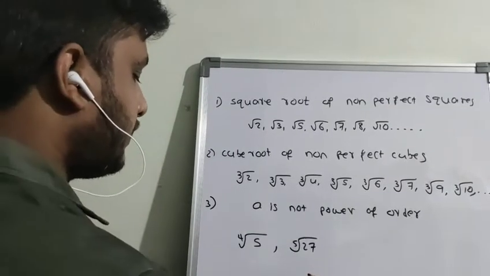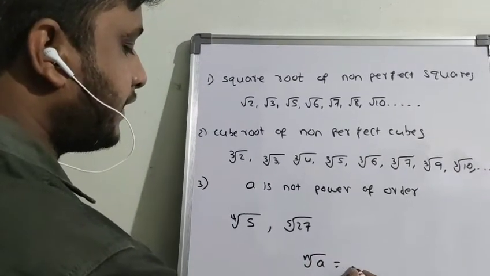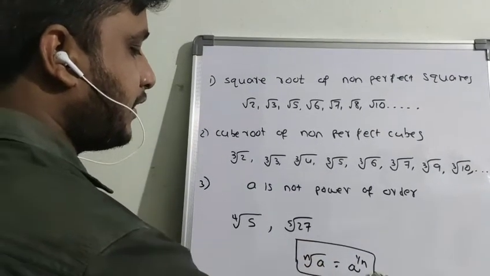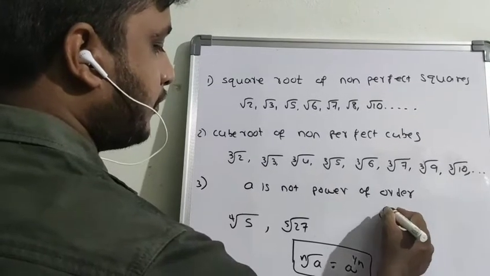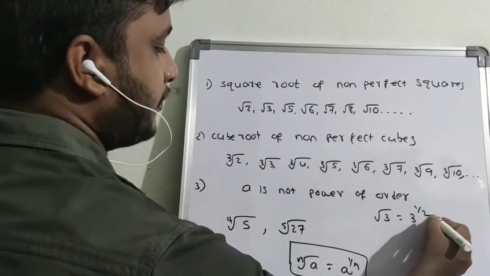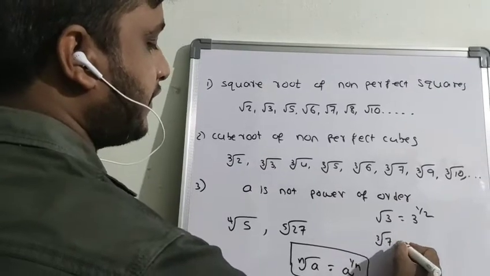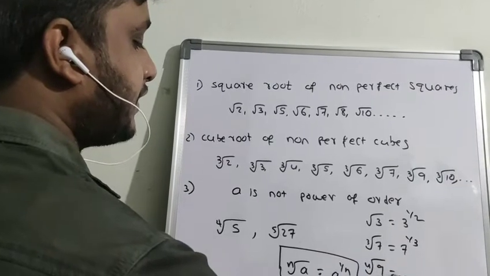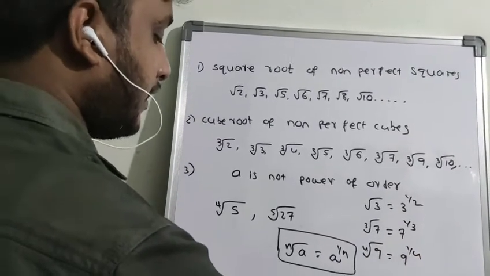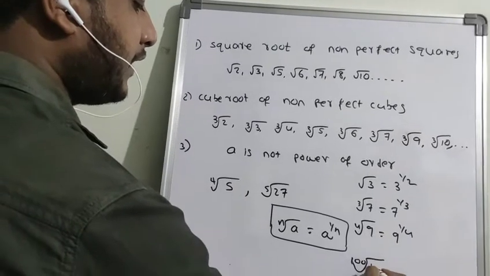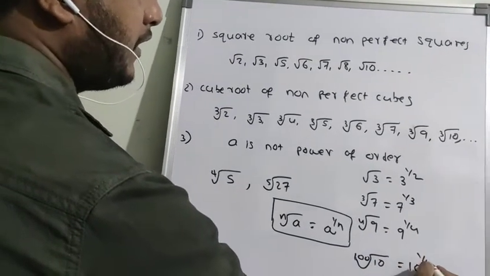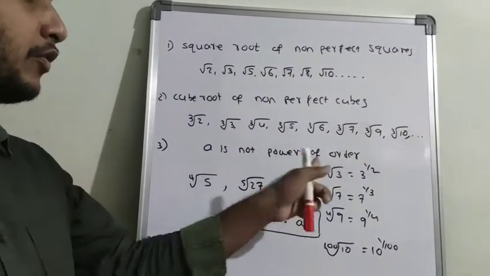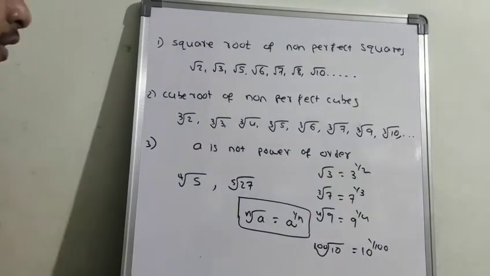For example, the nth root of a we can also write as a to the power of 1 by n. The meaning of this is the nth root of a equals a to the power of 1 by n. For example, root 3 we can write as 3 to the power of 1 by 2. Cube root of 7 we can write as 7 to the power of 1 by 3. The fourth root of 9 we can write as 9 to the power of 1 by 4. And the 100th root of 10 we can write as 10 to the power of 1 by 100. This is the way you write a surd in exponential form.